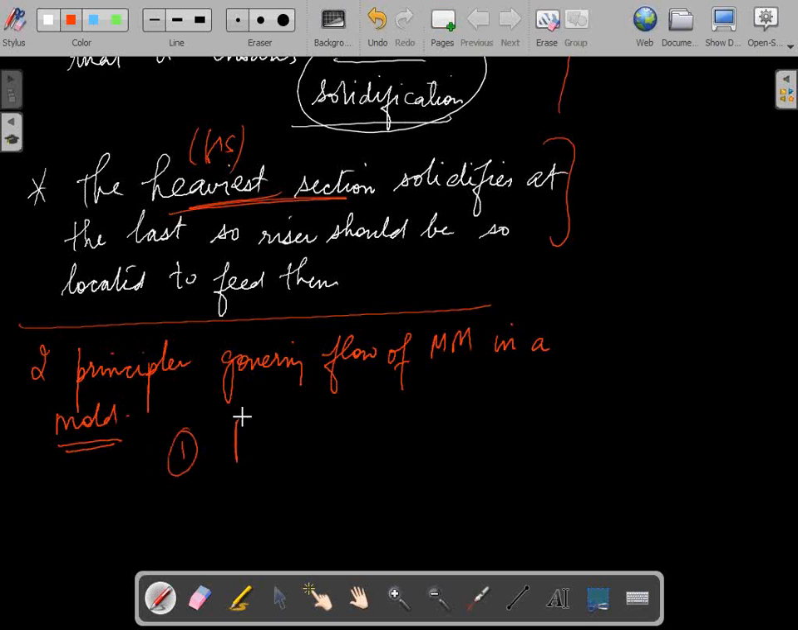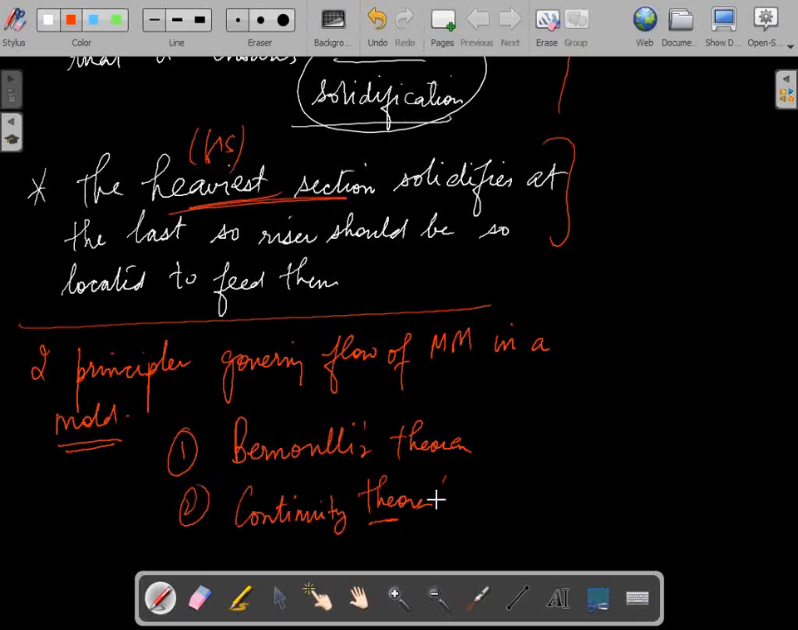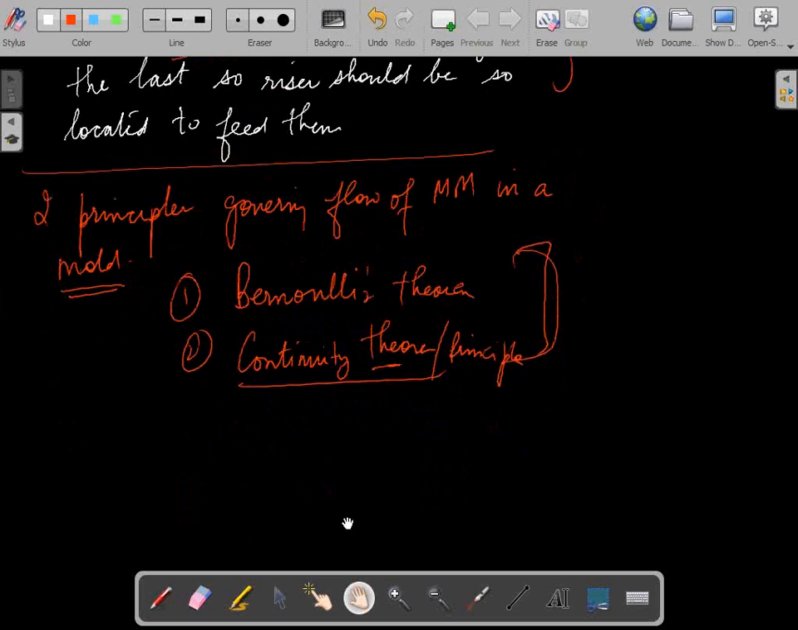Yes, one is Bernoulli theorem, and the second one is not gravitational, it is continuity theorem. The continuity principle, keeping the flow rate same across all sections so that the cavities inside the mold are completely filled by the molten metal. These two principles govern the flow of molten metal inside the mold cavity.